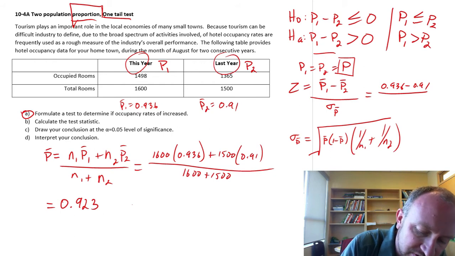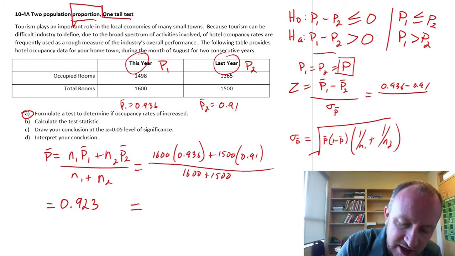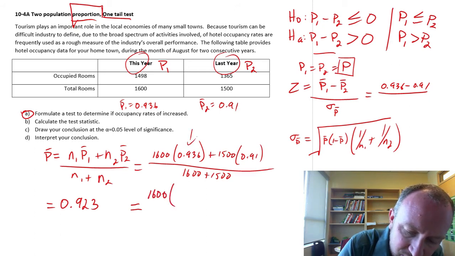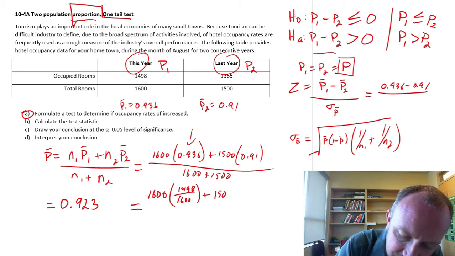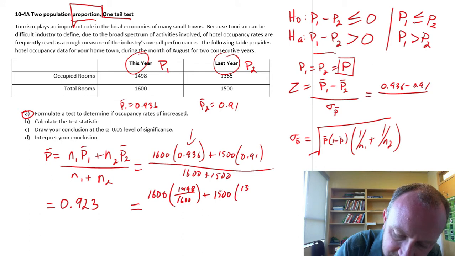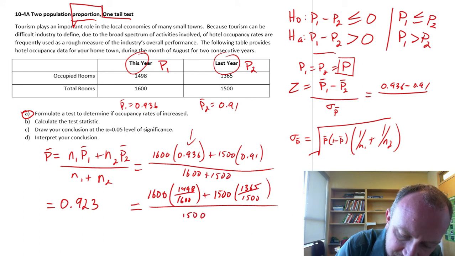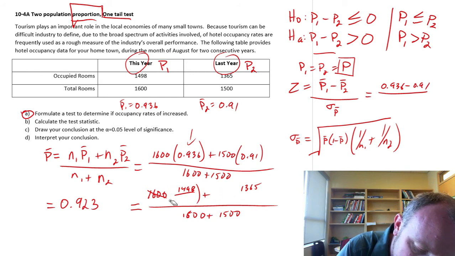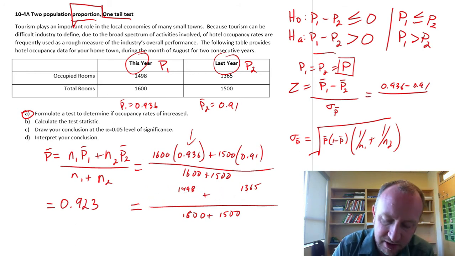Now, what we also could have done, and here I think I'm going to have a little bit of rounding error, but the way that this was calculated, this is 1600 times that proportion, which I know was 1498 over 1600, plus 1500 times that proportion, which is 1365 over 1500, divided by the total sample size. Oops, that's 1600 plus 1500. So all of this just cancels out. And if all of those values cancel out, why don't I just erase them? And we're just left with that.